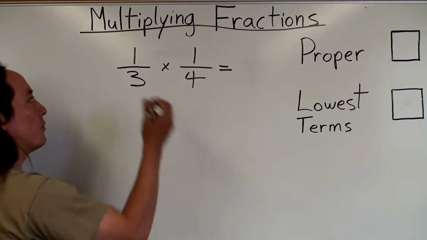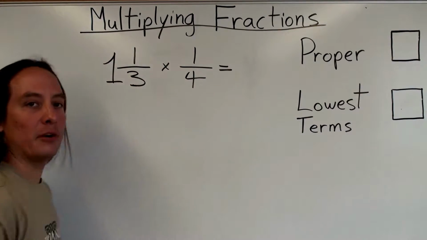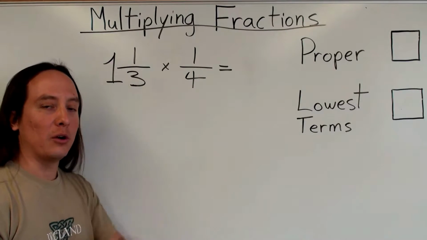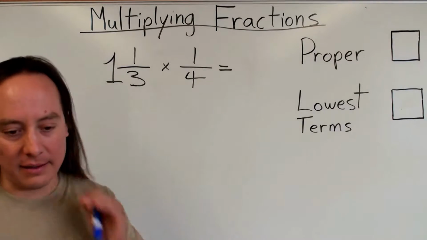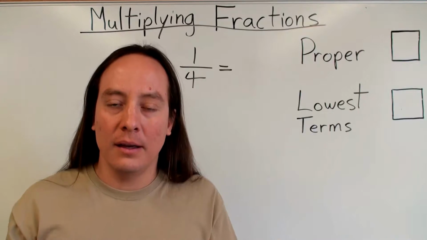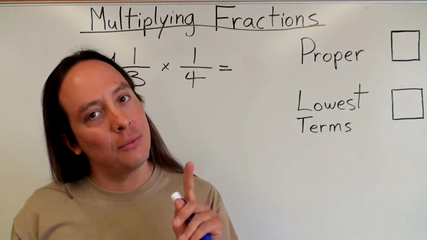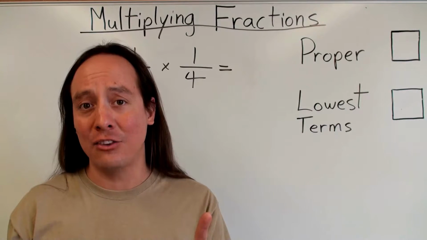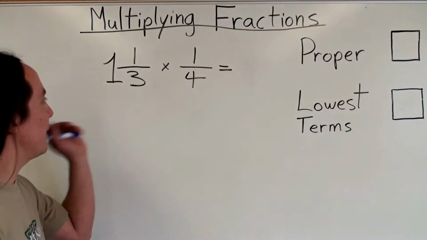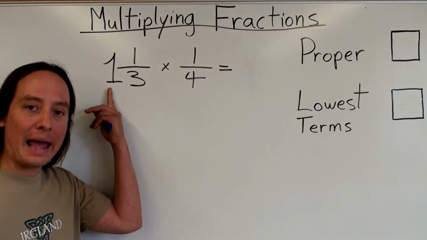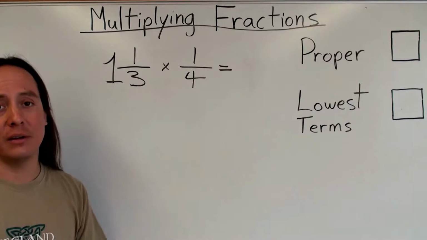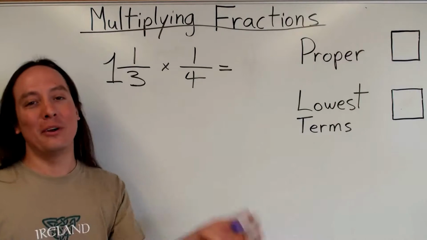All right, so what I'm going to do is I'm going to add a whole number to the first fraction. Okay, so now we have 1 1/3 times 1/4. Now what I tell my students is, if we're multiplying two amounts, two numbers, two quantities, and if one of those quantities just needs to have a fraction, everything needs to be in fraction form. I can't have the whole number here. I have to convert that whole number into an improper fraction. And then I can multiply numerator times numerator, denominator times denominator.